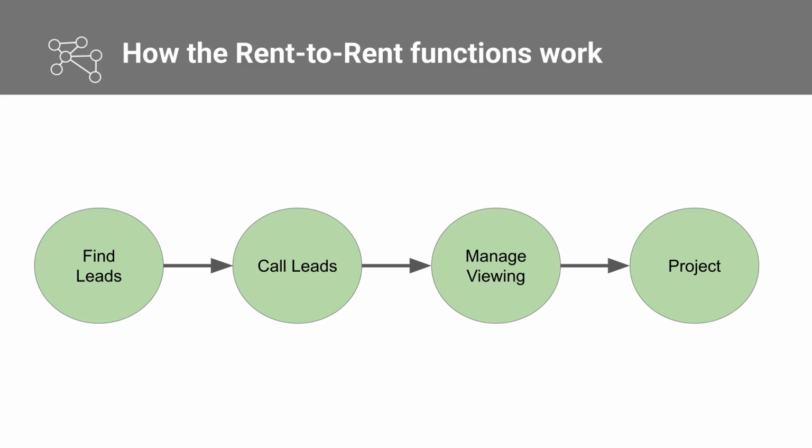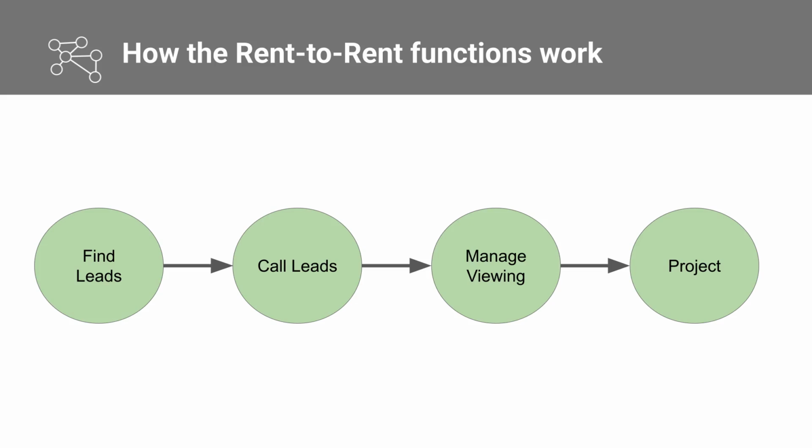The way that it is designed to work is that you first find leads, and this is where you'll sit down and you may get them through Rightmove, you may get them through Spare Room, but you add them into the system. But you do that in bulk. You'll end up in a situation where you've got 20, 30, maybe more leads. You then sit down and you call those leads.